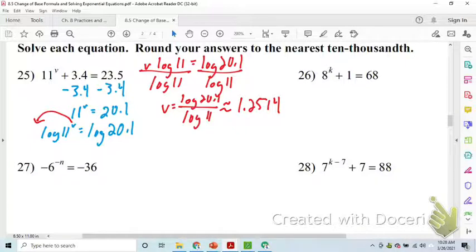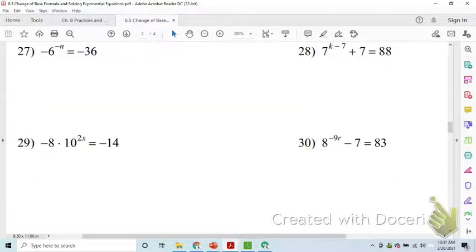It's always a hint when it says round to the nearest 10,000ths that you need to use your calculator. All right, you're not going to be able to get that without one. I promise you that. So here we go on the last four. Now, the first thing I'm going to notice on number 27 is that they're both negative. So I'm going to go ahead and divide both sides by negative 1 just to get rid of that.